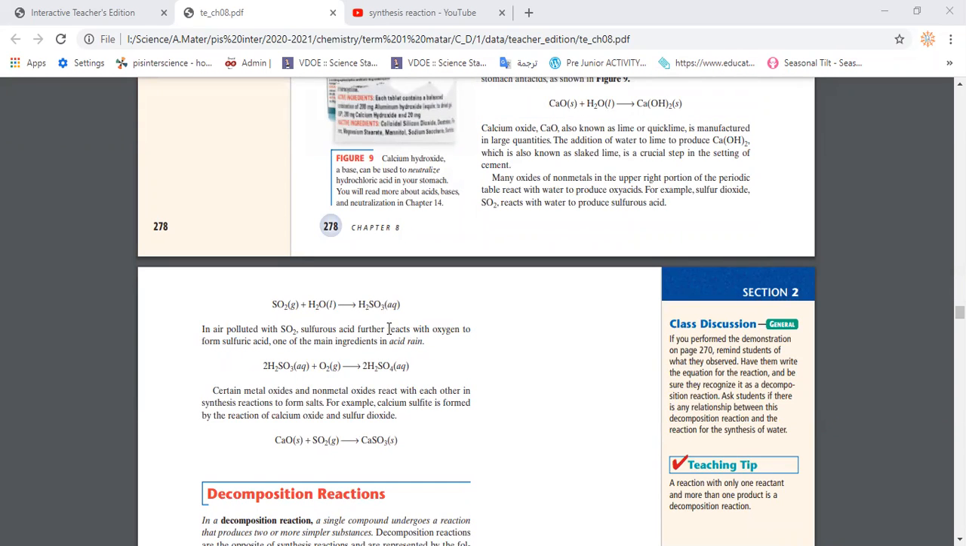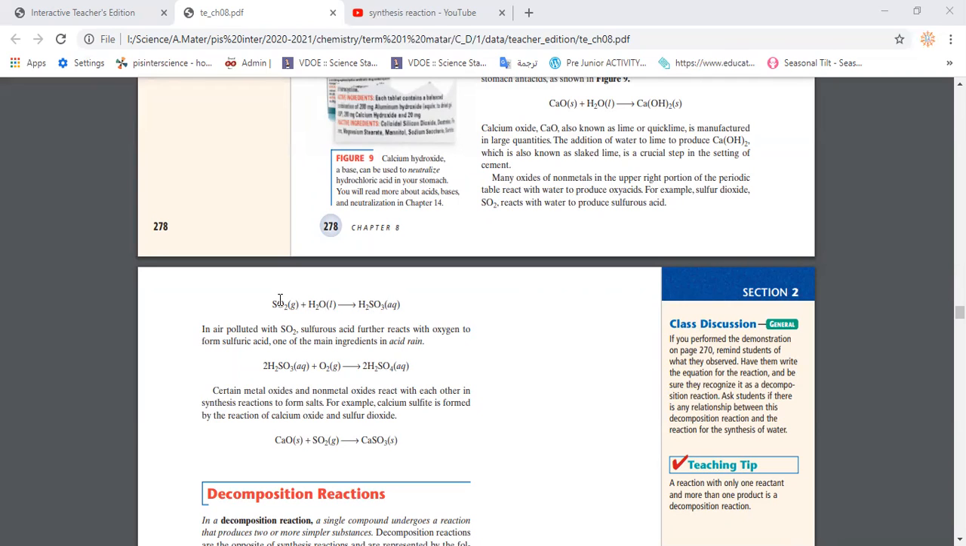So sulfurous acid is different from sulfuric acid; it has just one less oxygen. Sulfuric acid is H2SO4, while H2SO3 is sulfurous acid. Once sulfur dioxide reacts with water, it produces sulfurous acid.